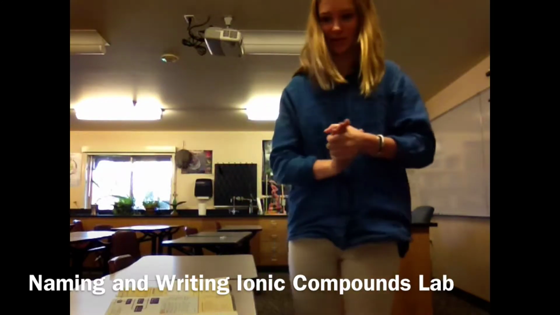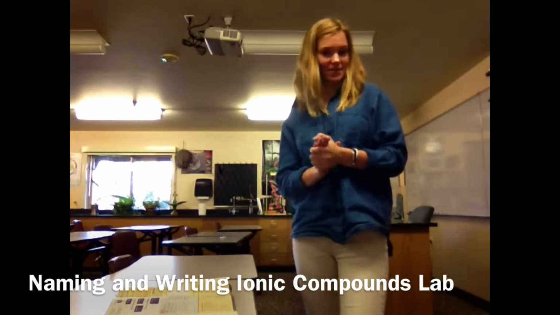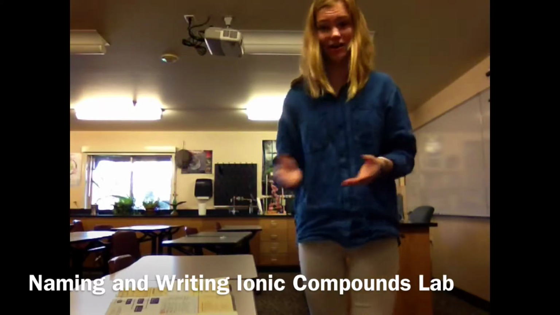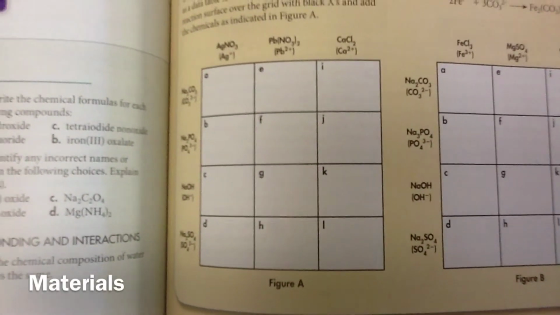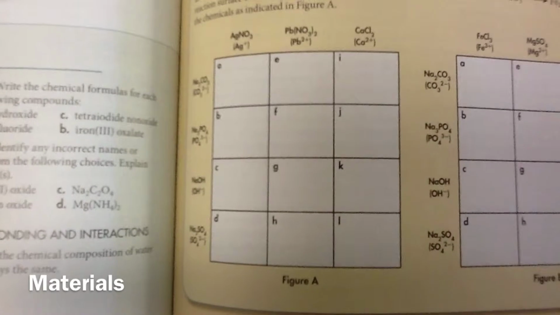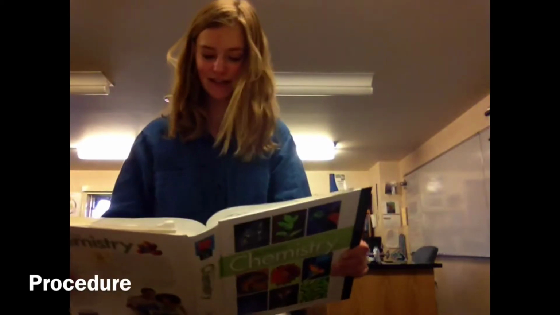Today we are going to be performing the Naming and Writing Formulas for Ionic Compounds lab. The purpose of this lab is to be able to observe compounds and to write their names and formulas. For the materials, you will need a pencil, paper, ruler, a reaction surface, chemicals shown in Figure A, and the chemicals shown in Figure B. The procedure is as follows.